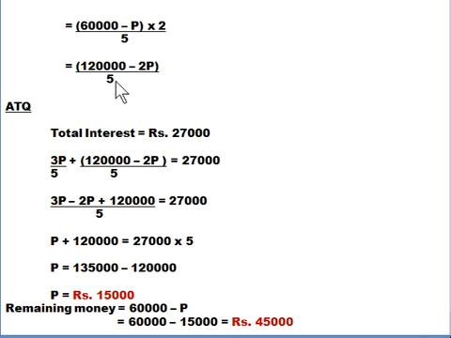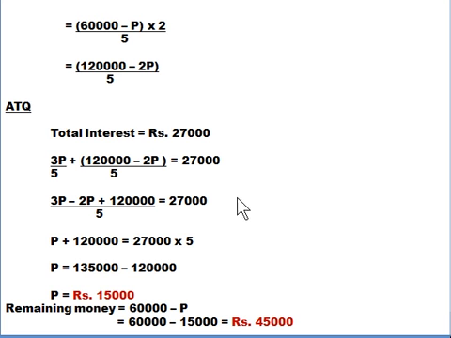Now this total interest is given to you. So according to the question, total interest is rupees 27,000. Total interest means simple interest of the first case plus simple interest of the second case. So we are going to substitute the values. Interest 1 plus interest 2 should be equal to 27,000. So you get an equation in terms of P. On simplifying this equation, you get the value of P as rupees 15,000.